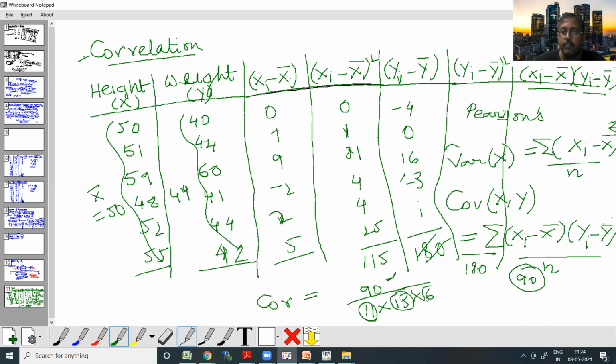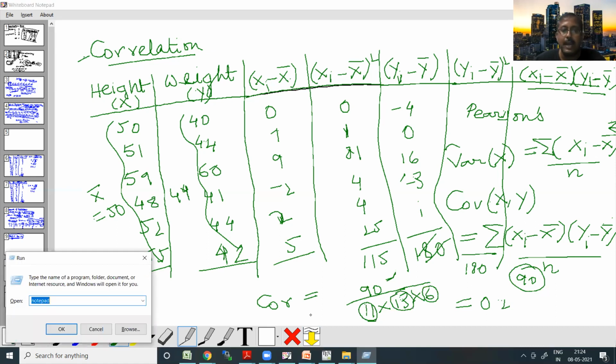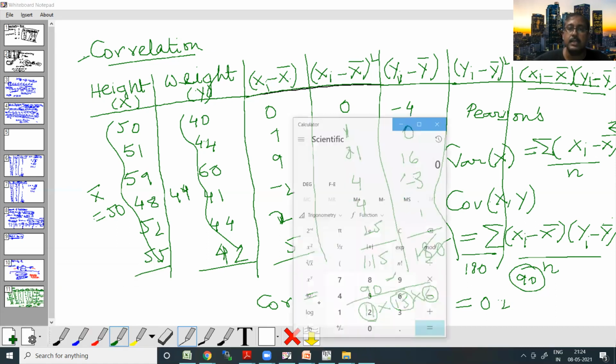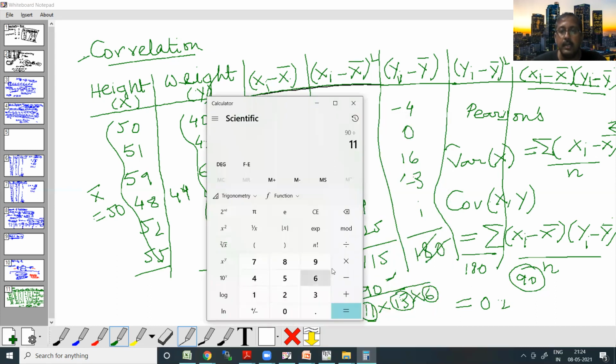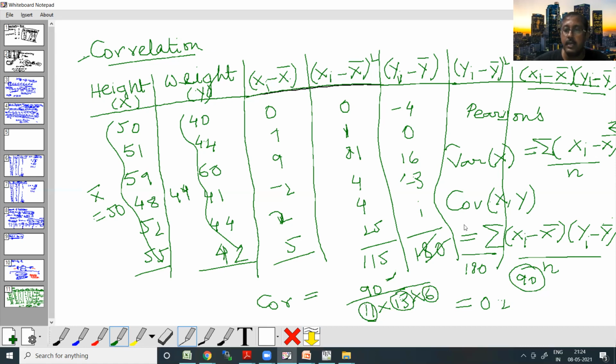It can be a completely different value. I'm not going into that. And the number of observations is 6. So this is coming to something, say 0.25. Whatever, or maybe we can just do this maths check for the time being. It is coming as 90 divided by 11 divided by 13 divided by 6. So this is coming as 0.1. So the correlation of this particular data set is coming as 0.1.